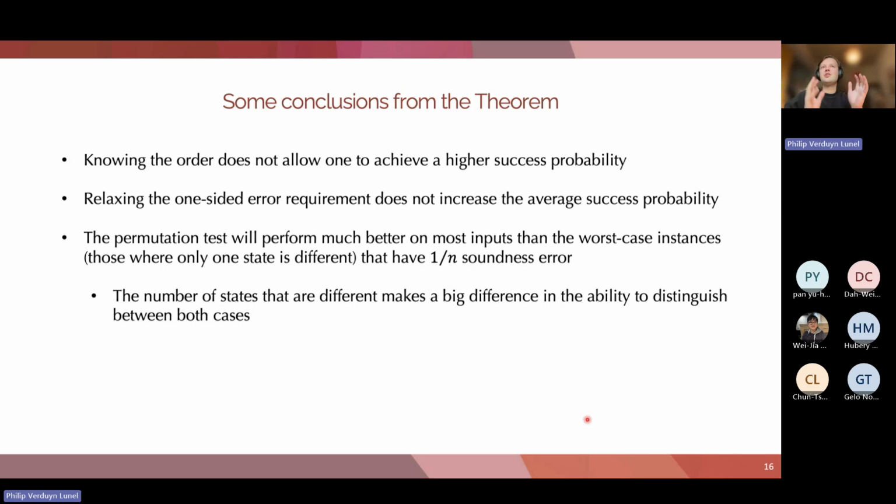Then you have this binomial that's going to grow very quickly when you have a better partition. So the number of these orthogonal states is what's going to make the big difference in better distinguishing the two cases.